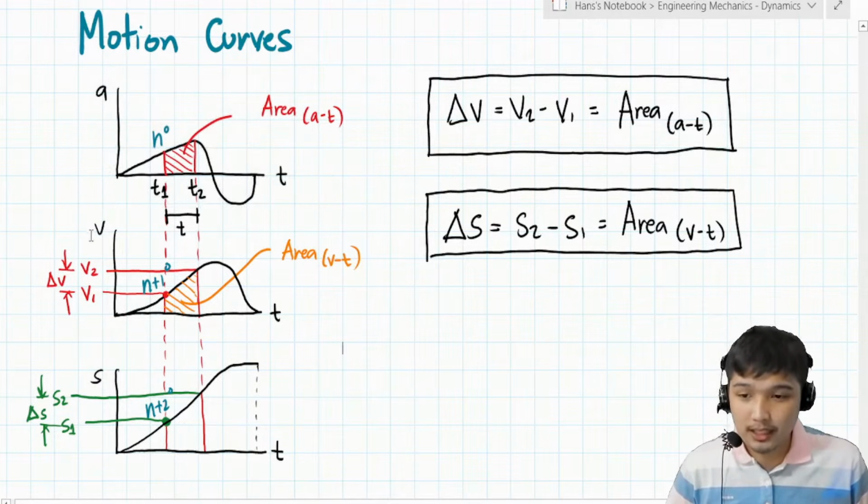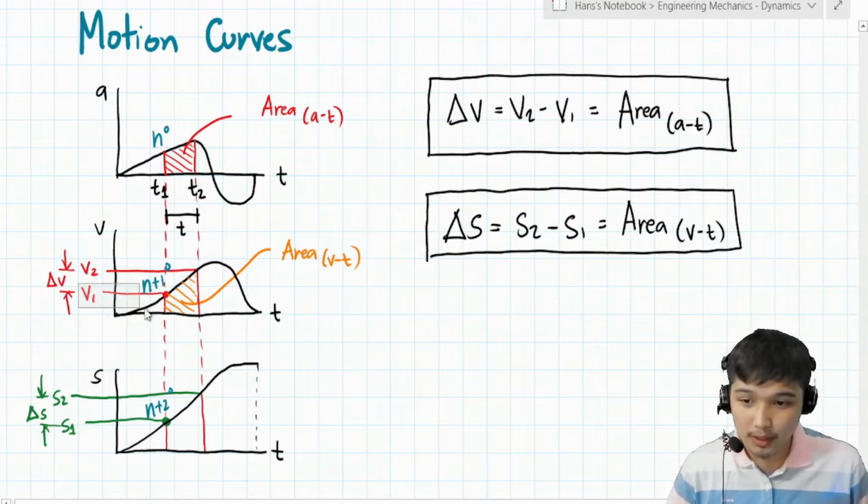So, para ma-plot natin tong velocity and then time diagram, what we need to do is to start using yung given na initial velocity. And then, para ma-plot natin yung all other points, what we need to do is to use yung area ng acceleration time diagram. Okay? So, how do we do that?